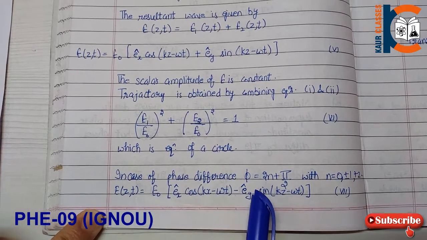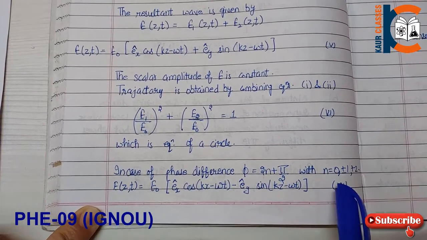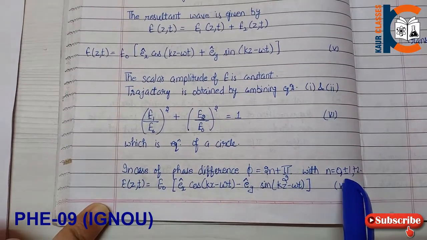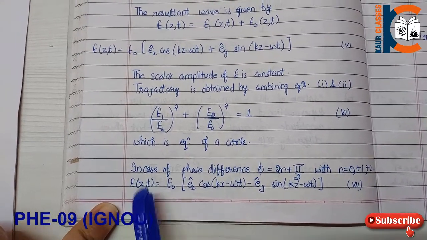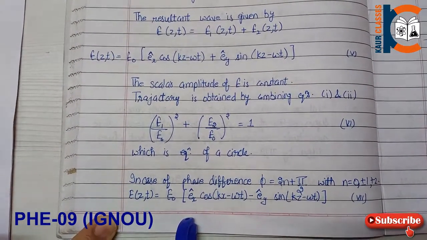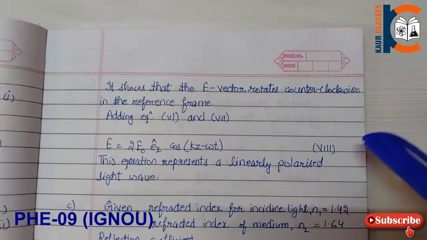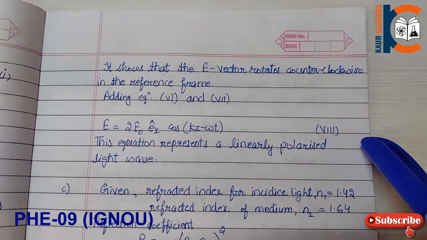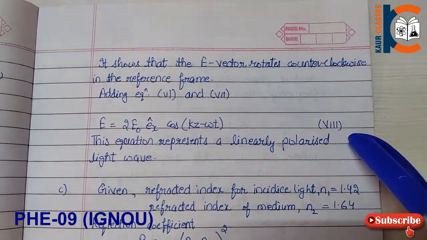So the phase difference is equal to 2n plus pi by 2, with n equal to various values 0, plus minus 1, plus minus 2 and so on. So E can be written by combining equations number 1 and 2. This shows that the E vector rotates counterclockwise. Adding equations number 6 and 7, we have equation number 8. Then this shows that this equation represents a linearly polarized light wave.